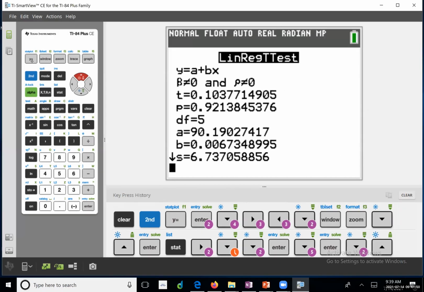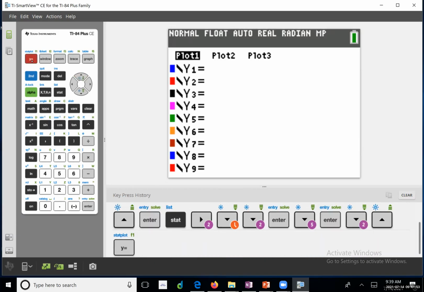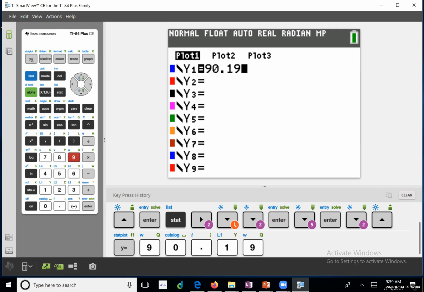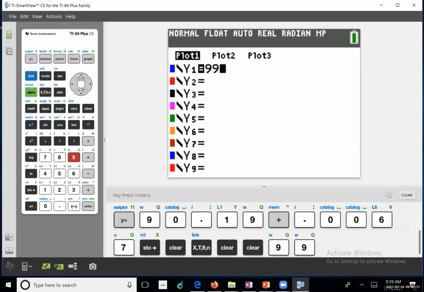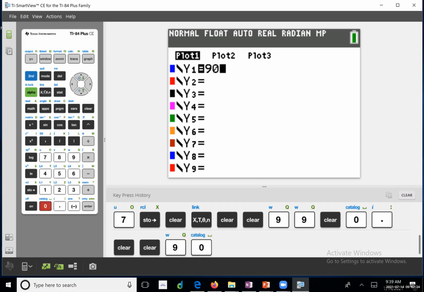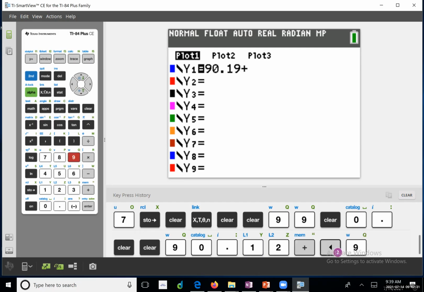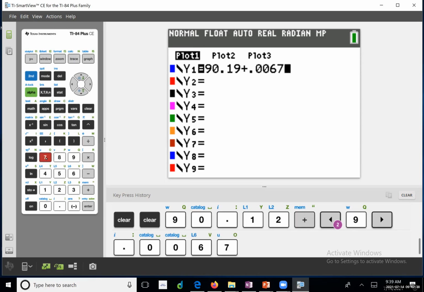So I want to just go to graphing again and then graph that. So did we say 90 point, what was the number? 90.19 plus 0.0067x? Yes. Okay. 90.19 plus 0.0067x. Yes.